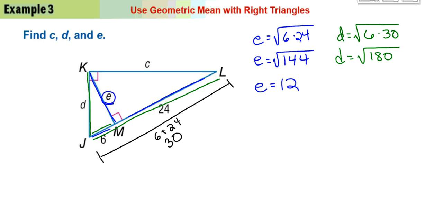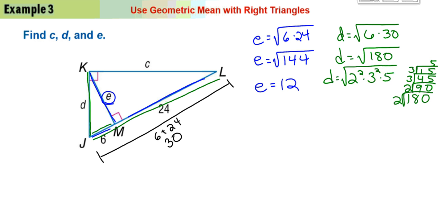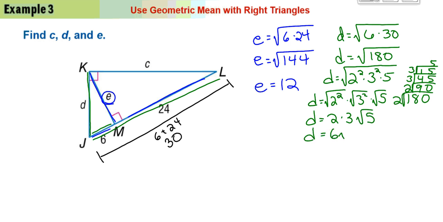Then we'll take a minute to get that in simple radical form. 180, 2 goes in there 90 times, 2 goes into there 45 times, 3 goes into there 15 times, 3 goes into there 5 times. So D is equal to the square root of 2 squared times 3 squared times 5. Just a reminder, the 2 squared and the 3 squared are perfect squares. So D equals the square root of 2 squared times the square root of 3 squared times the square root of 5. In simple radical form, that is 2 times 3 times the square root of 5. So D equals 6 square root of 5.